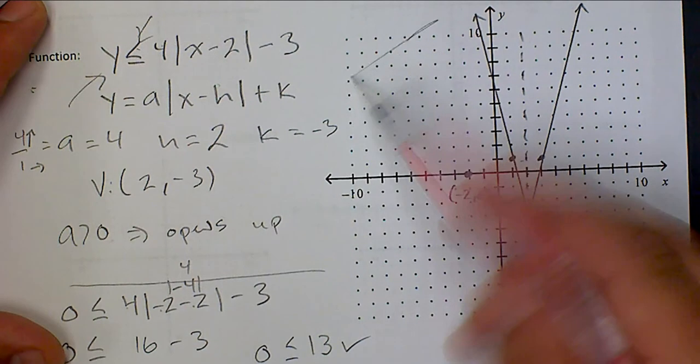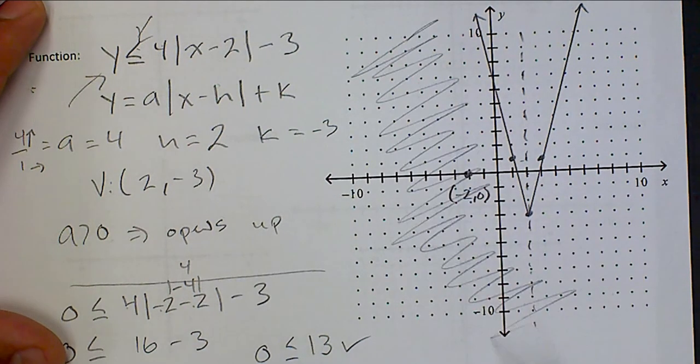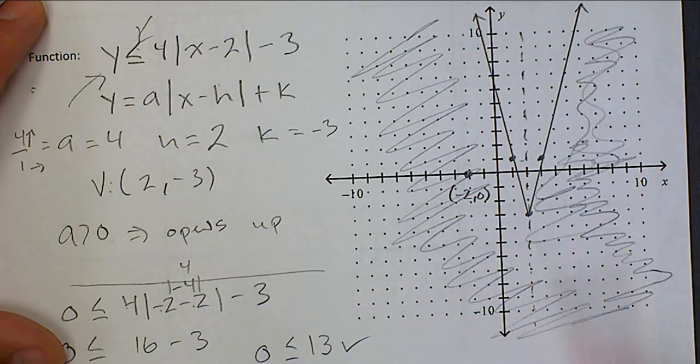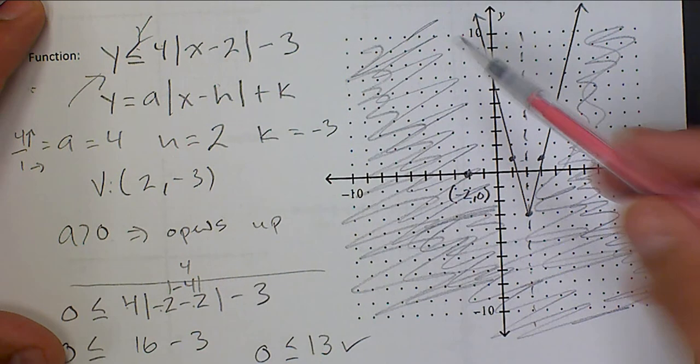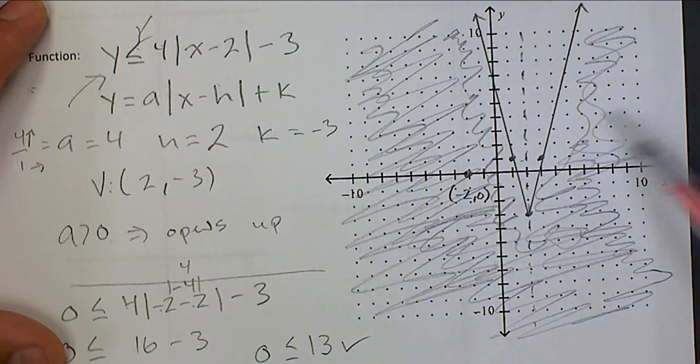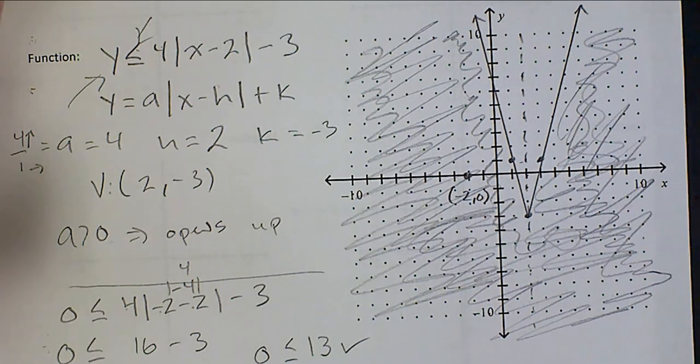So what I'm going to do is shade outside the V. You can get really into your shading if you like, but as long as I can tell that you're shading outside the V, you don't necessarily need to make this absolutely perfect. Okay, that should be good enough. I'm going to stop this video.